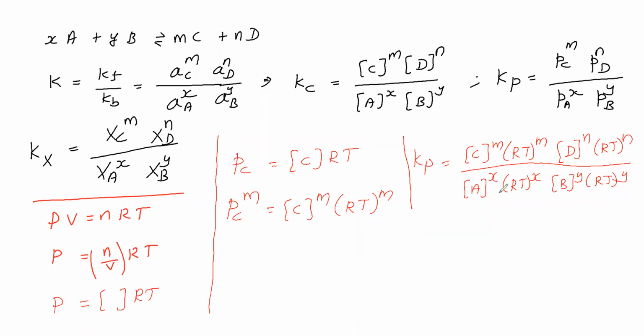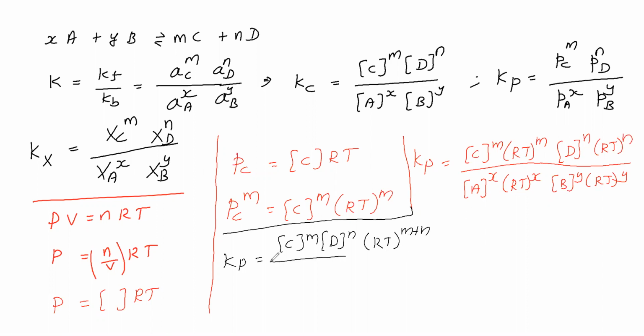Next, we will rewrite this. Kp is equal to concentration of C power M, concentration of D power N, RT power M plus N, divided by concentration of A power X, concentration of B power Y. Here RT power X, here RT power Y, therefore we can write RT power X plus Y. Then Kp is equal to this term: C power M, D power N, A power X, B power Y.